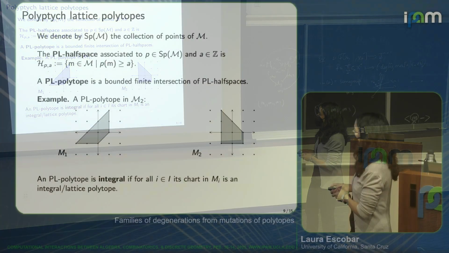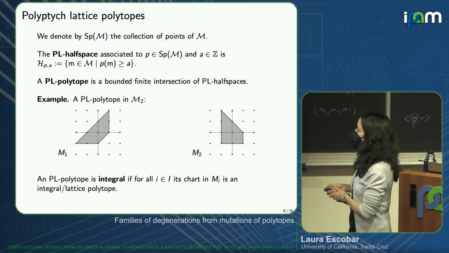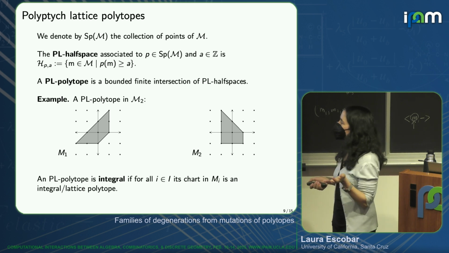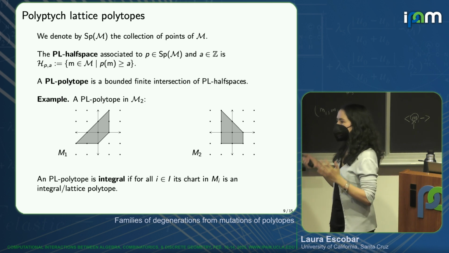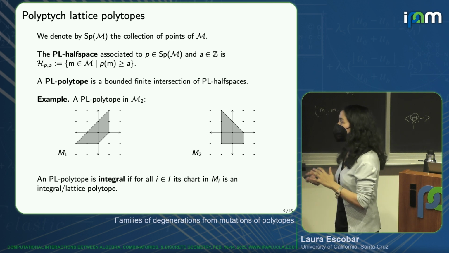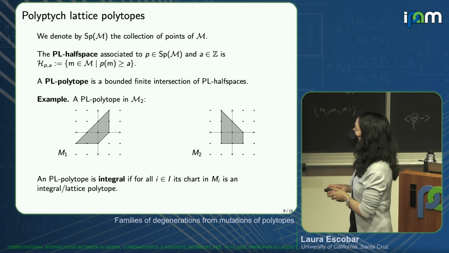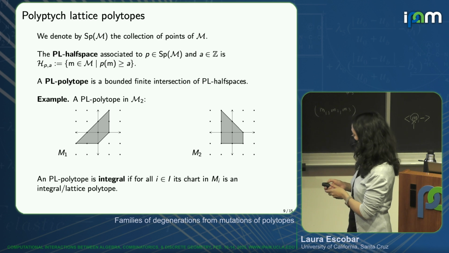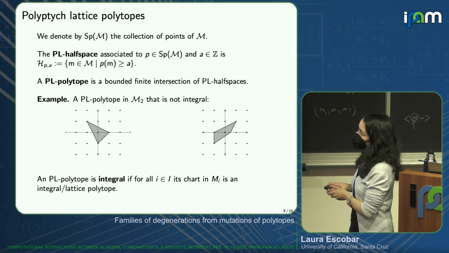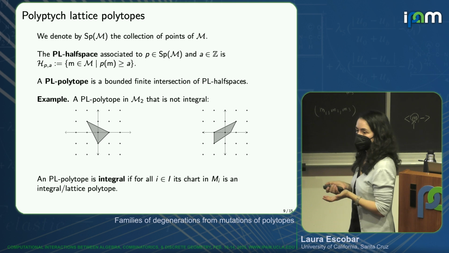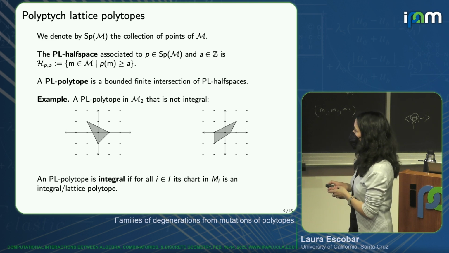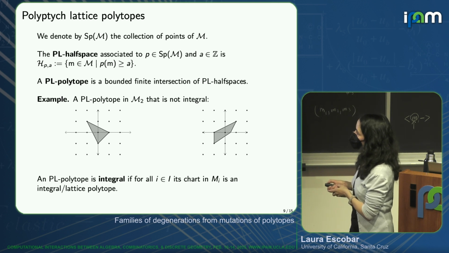And then we define a PL polytope to be integral, or lattice, but we cannot use lattice because then it will be like a polyptic lattice polytope, which would be terrible. So it's an integral polytope if at every chart you have that it is an integral polytope. So this one is integral, but since you're bending lines, you might have that in one chart it is integral and in the other one it is not. So this is a polyptic lattice polytope that is not integral.